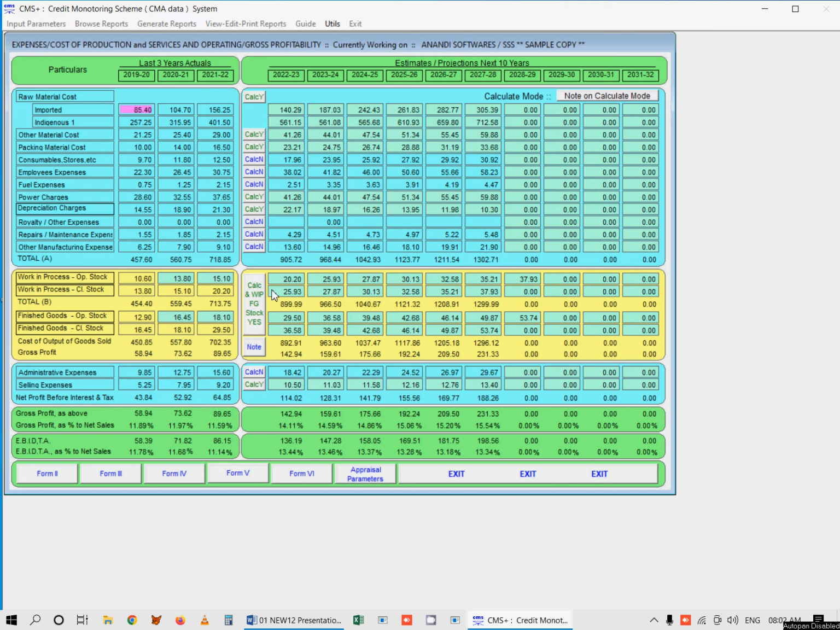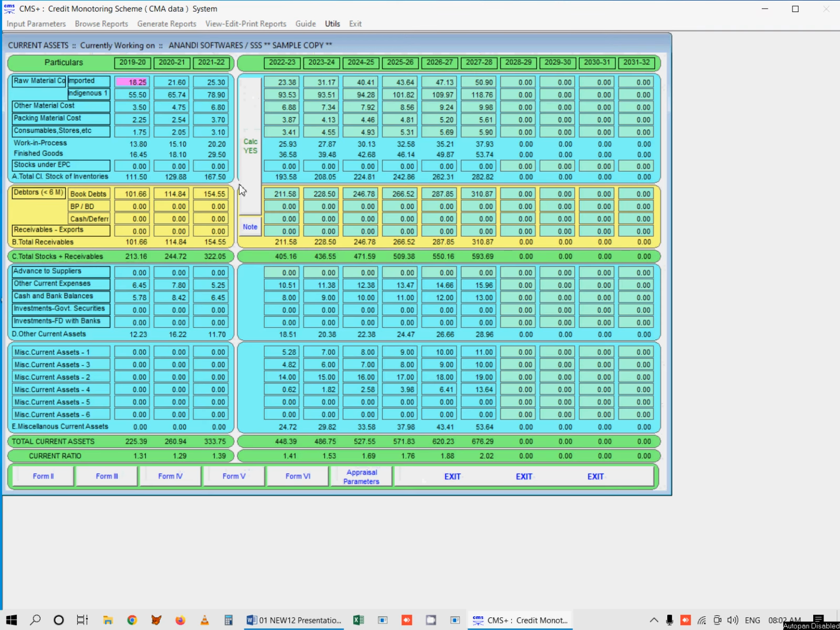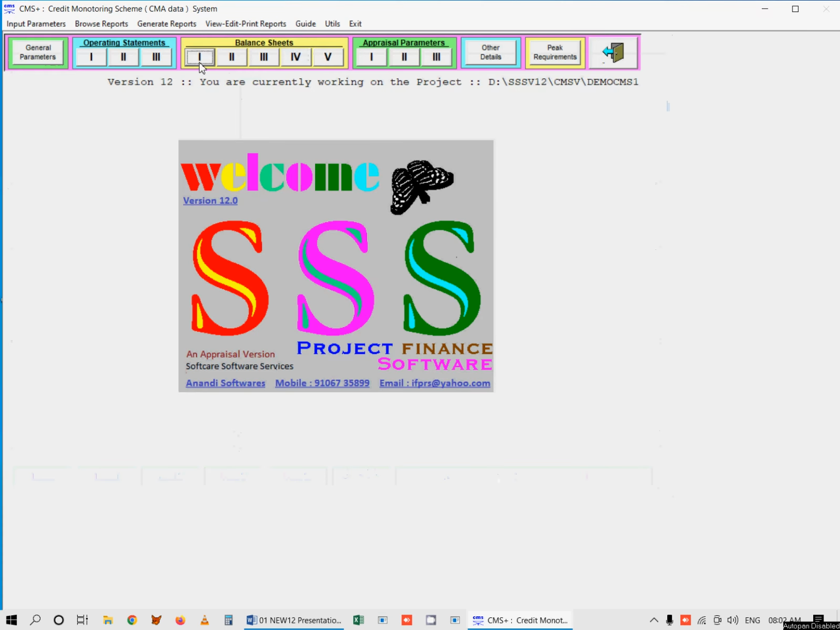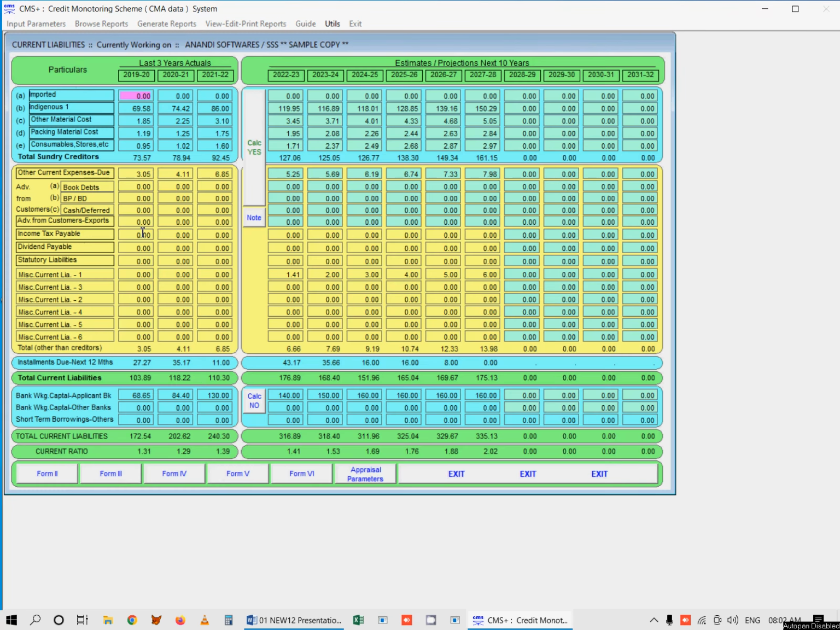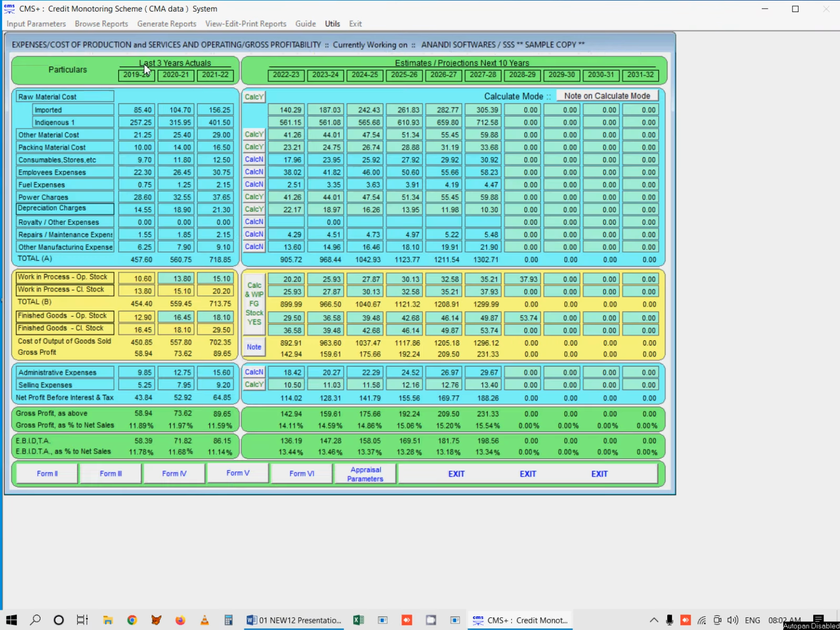Now we have a look at A. Calculating of WIP and finished goods stocks, B. Calculating of all type of stocks, inventories, receivables, advance to suppliers, etc., C. Calculating of all type of sundry creditors, advance from customers, etc. It has been made highly simplified and easy. A. Calculating of WIP and finished goods stocks.